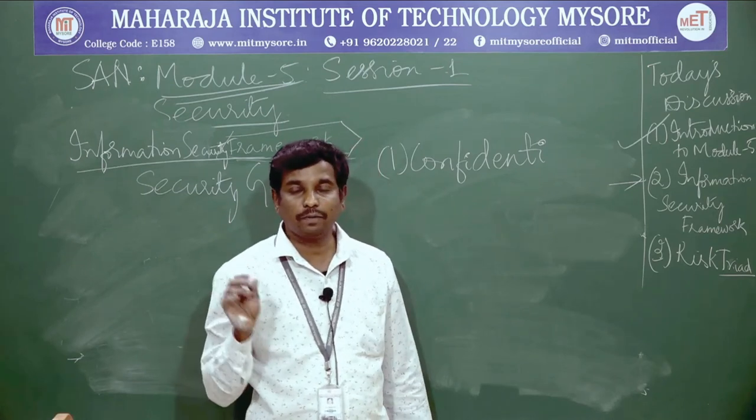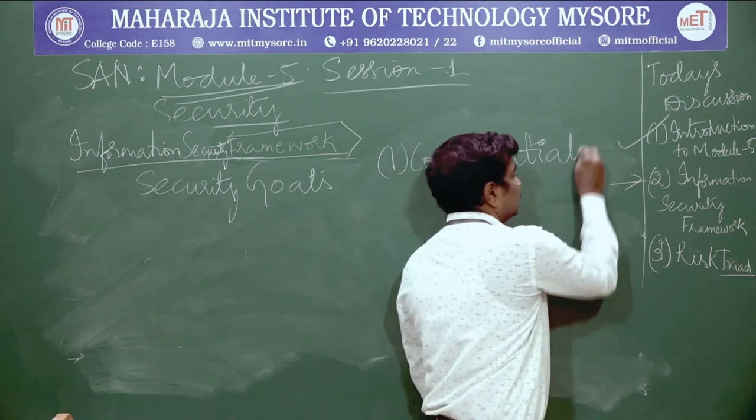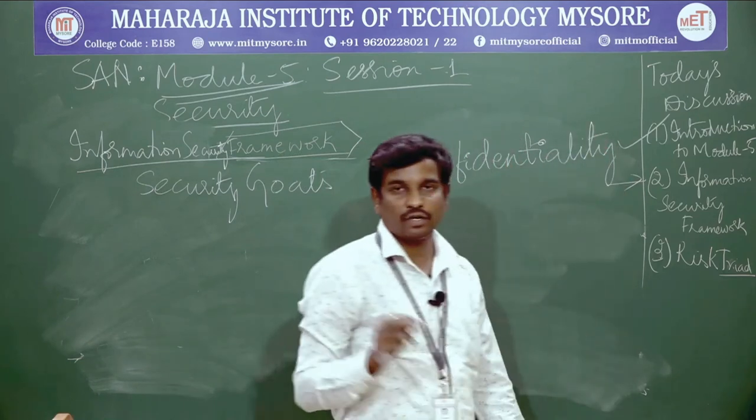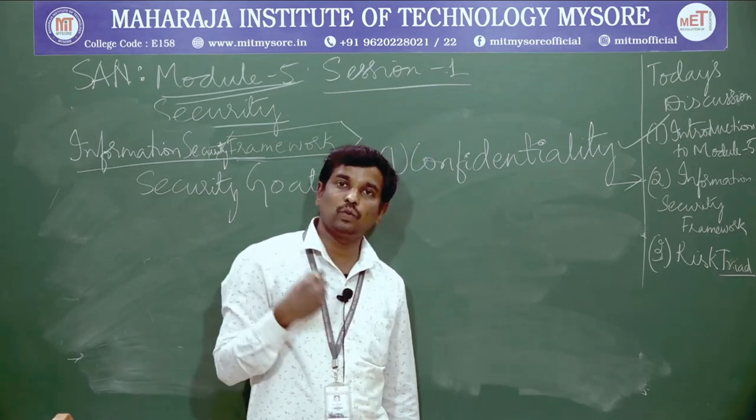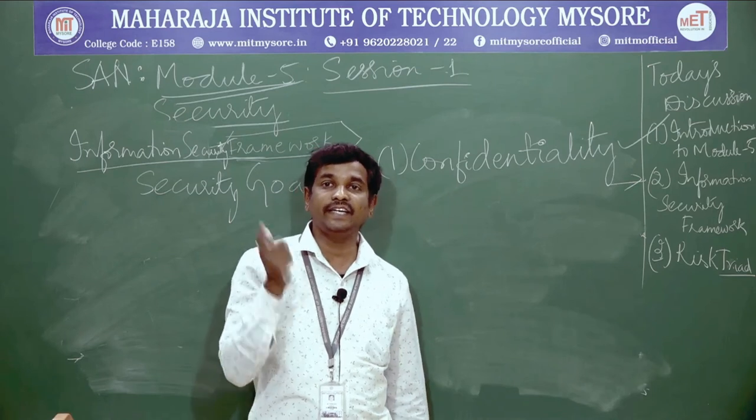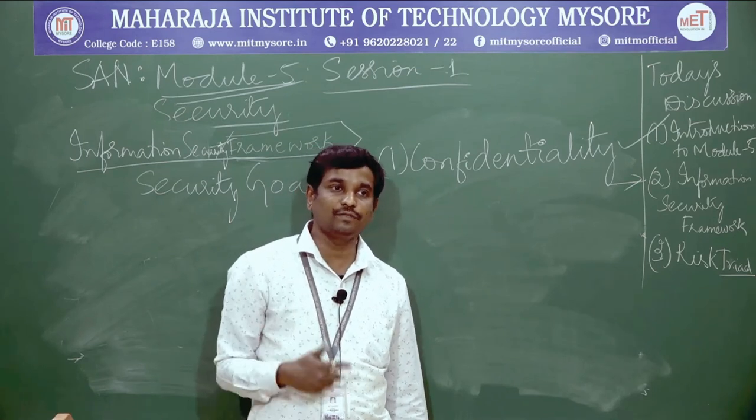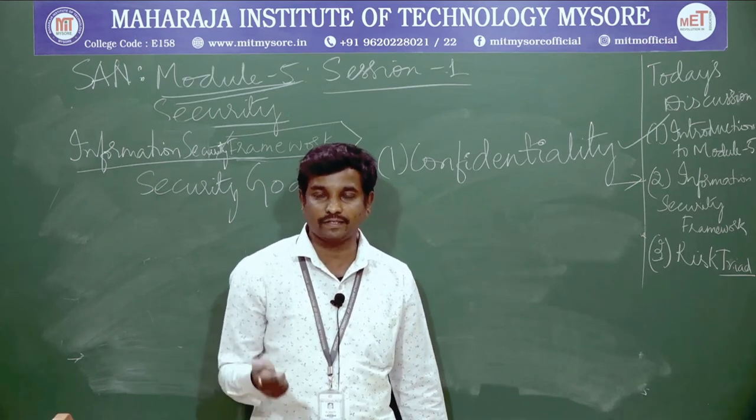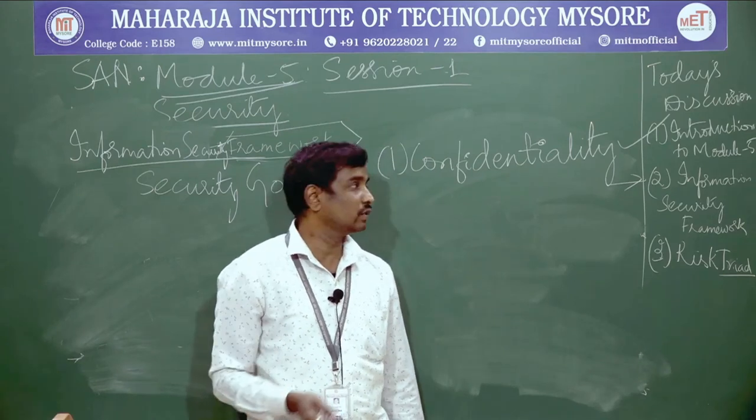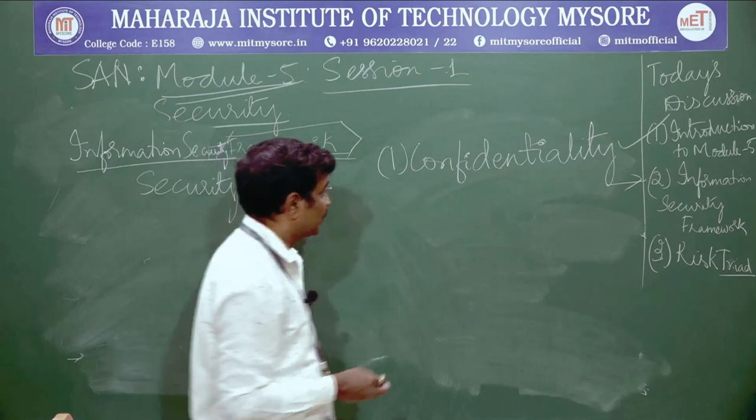Only authorized persons should access the data. That is the meaning of confidentiality. Every person who wants to access the information should have the authority to access the data, in terms of being given authority keys and personal passwords for accessing the data. So that is called confidentiality.